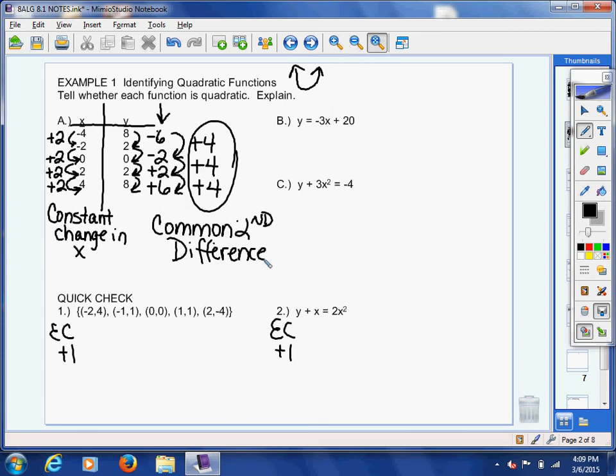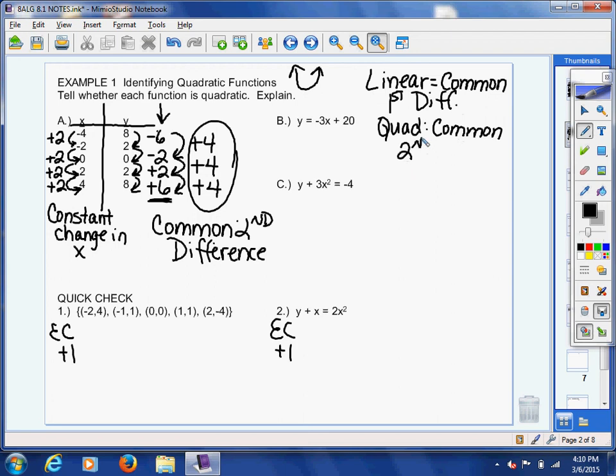If your table has a common first difference, here's our first difference right here where I've underlined, then it's linear. Okay? So I'll write that kind of up here in the margin. Linear: common first difference. Quadratic is common second difference. That's how you tell which one you're dealing with.